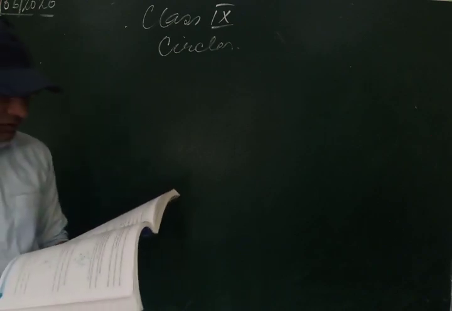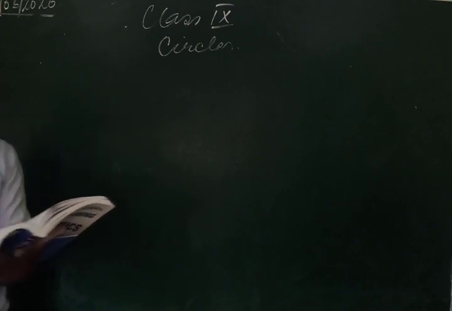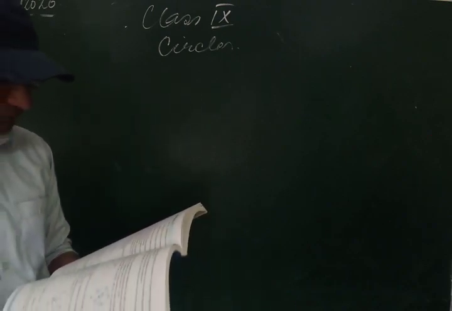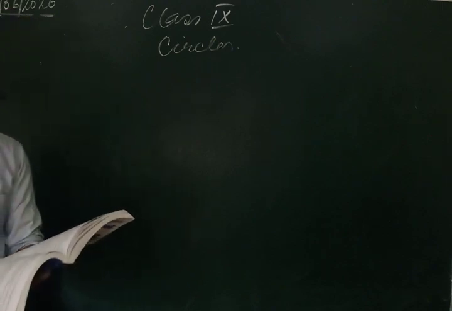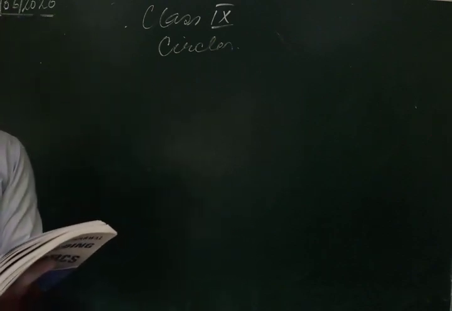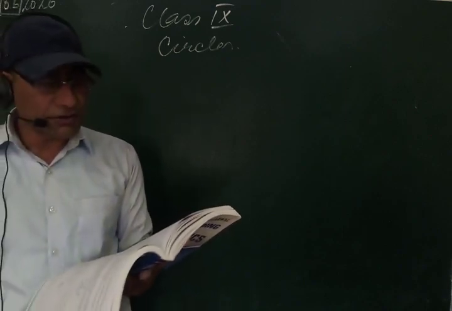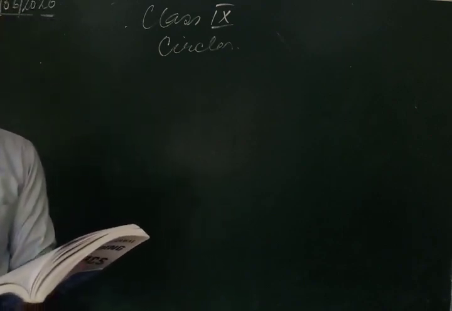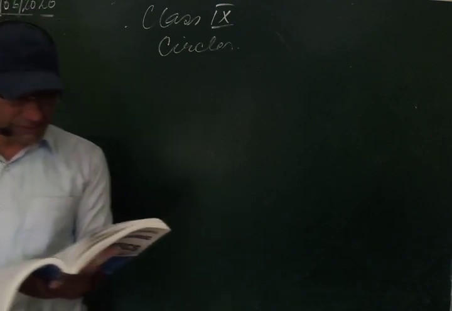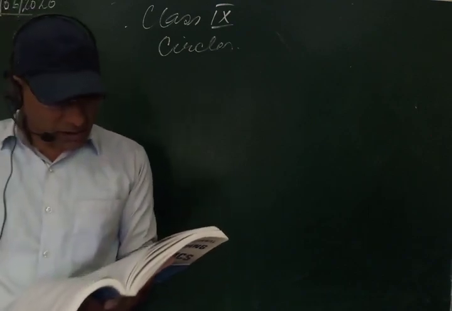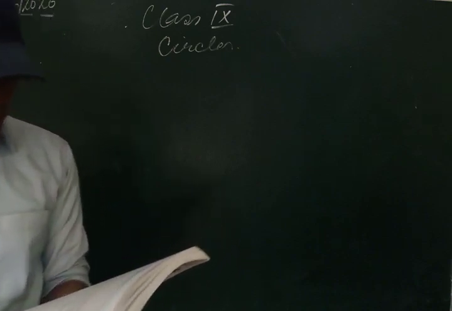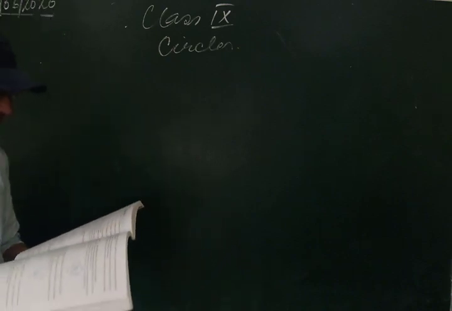Okay, in the figure, O is the center of a circle. AB and CD are two chords on the circle. Two chords are given in this case, okay? OM is perpendicular to AB, and ON is perpendicular to CD. If AB is equal to 24 centimeters, OM is equal to 5 centimeters, ON is equal to 12 centimeters, find the radius of the circle.